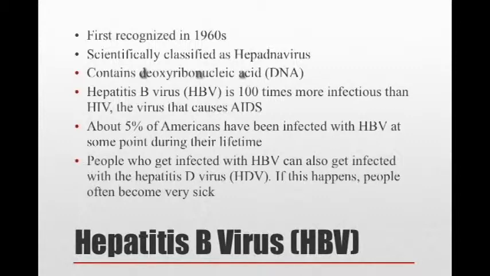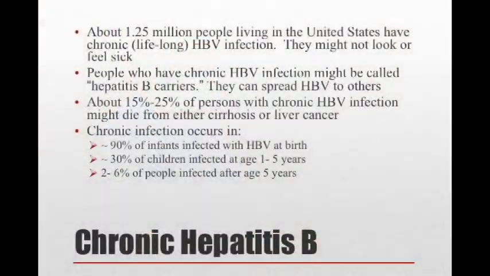One of the things that can also happen is people who get infected with HBV can also get infected with hepatitis D or Delta. Having both of them is extremely dangerous. One of the things about HBV is that whereas hepatitis A only presents acutely, that is, you get it, you get rid of it, it either kills you or you're done with it, HBV can also be chronic. You can have to live with it your whole life. Approximately 1.25 million people living in the United States have chronic HBV.